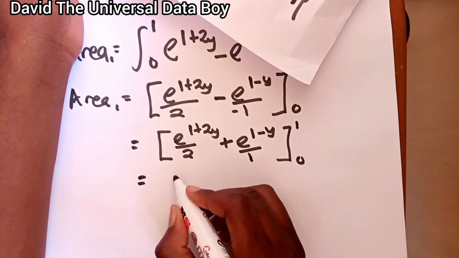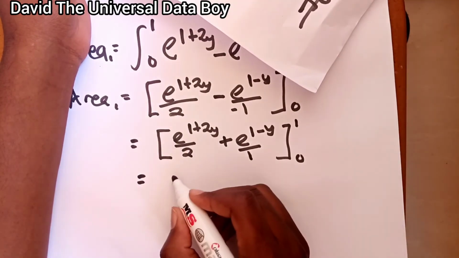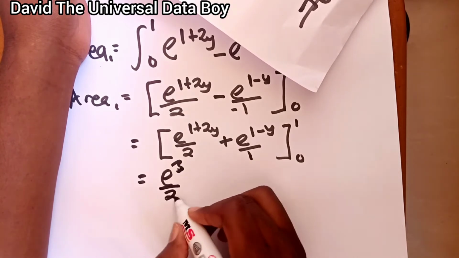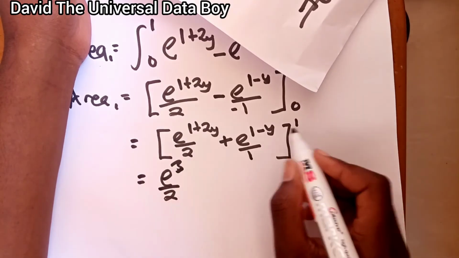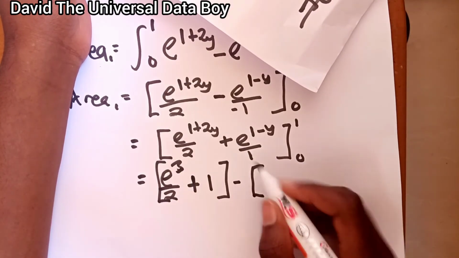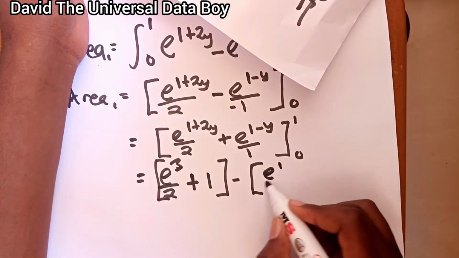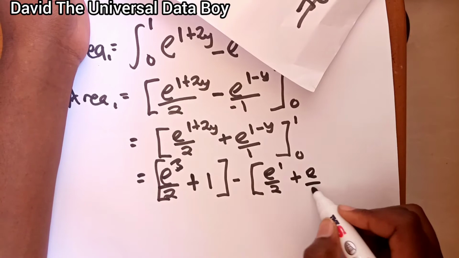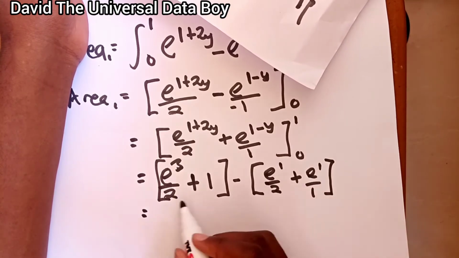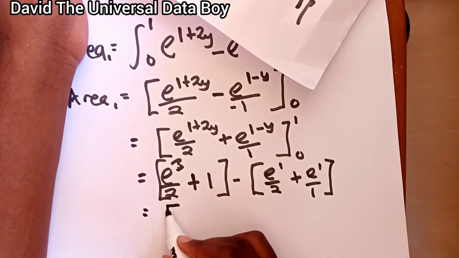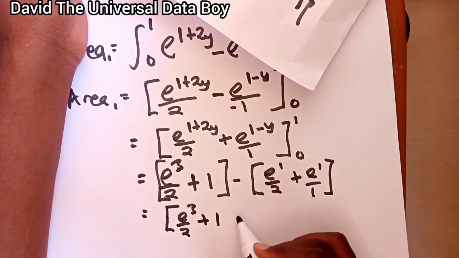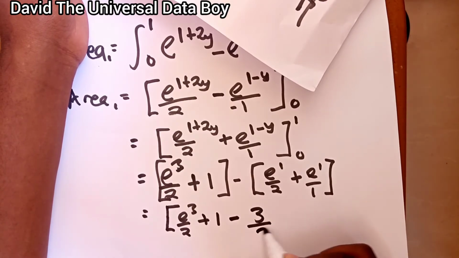So now when we plug in 1 there, we have e to the power 3 over 2. Then when we plug in 1 there, it will be e to the power 0, which is actually 1. Then this is subtracted from, when we plug in 0 there, e to the power 1 over 2 plus e to the power 1 over 1. From this point you can subtract this. You're going to have e to the power 3 over 2 plus 1. Then when you add these two, they give you 3 over 2 e to the power 1.